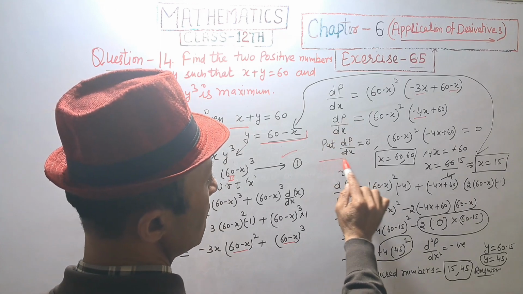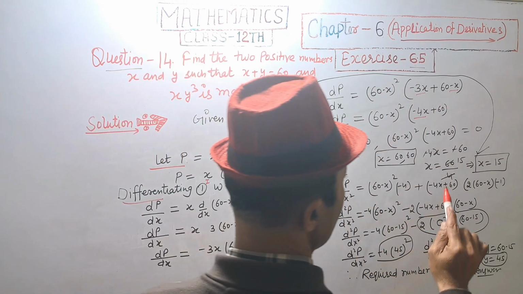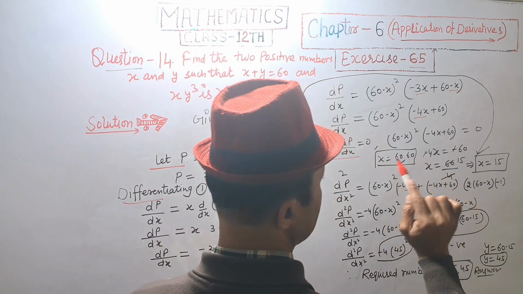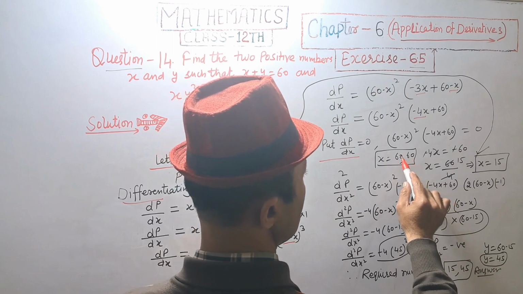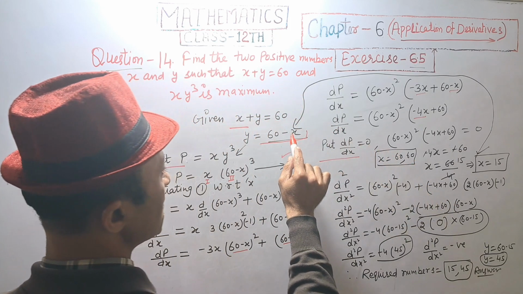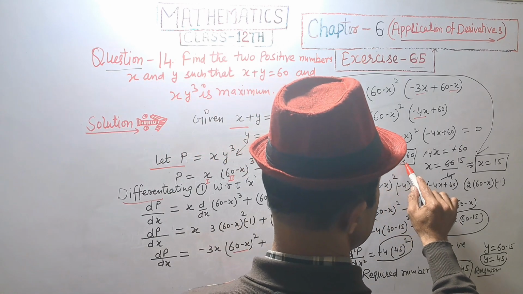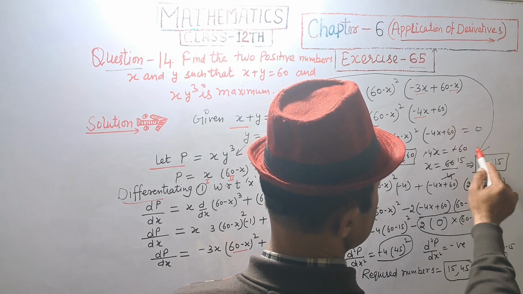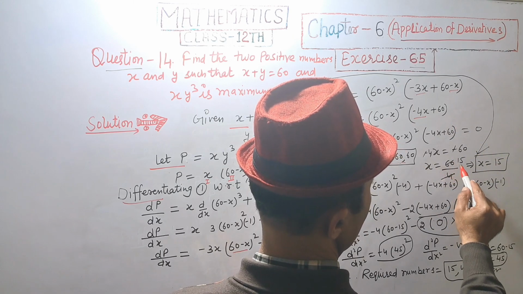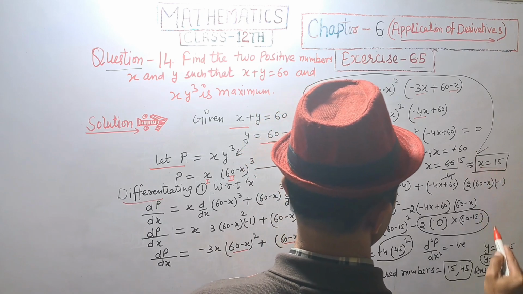Put dp upon dx equal to 0 and we get the point. We find the value of x. (60 minus x) square is 0, x equal to 60. When we put x equal to 60 in this, then y will be 0. Then this is rejected and we get minus 4x equal to minus 60 and x equal to 60 upon 4. Value of x we get 15.